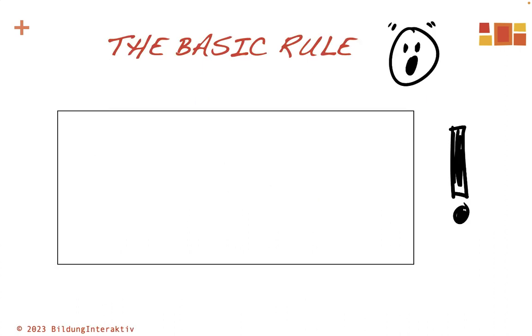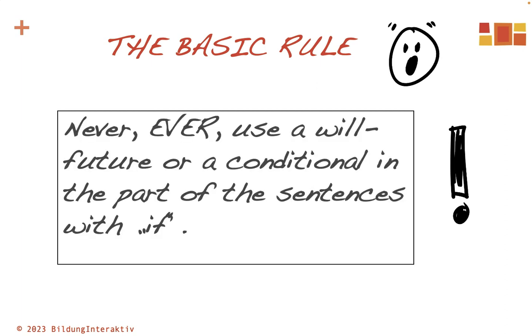Okay, and remember, from the videos you've already seen, remember the basic rule. The basic rule I told you all the time. What is the one thing that you may not ever do? And this is never ever use a will future or a conditional in the part of the sentence with if. Okay, so in the part that has the if, which is the subordinate clause, never use a will future. Never use a condition like a would, for example, like a might or may. Never ever do that. And you're always on the safe side, so to speak.